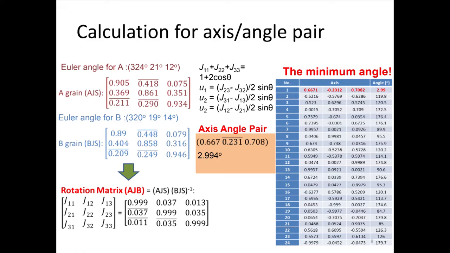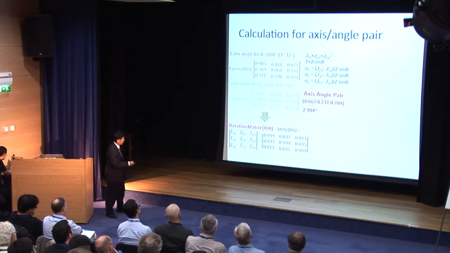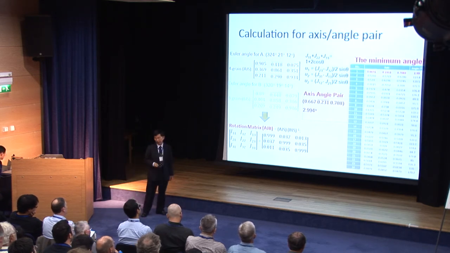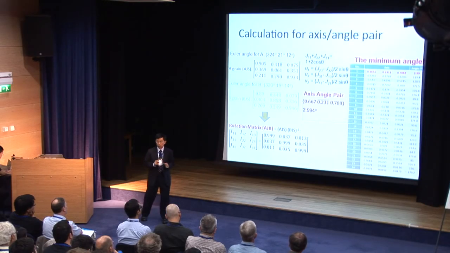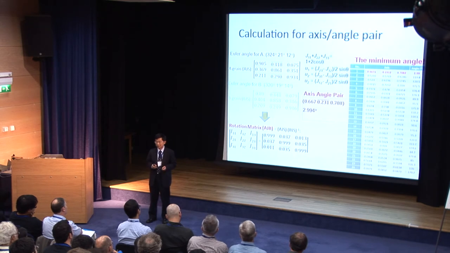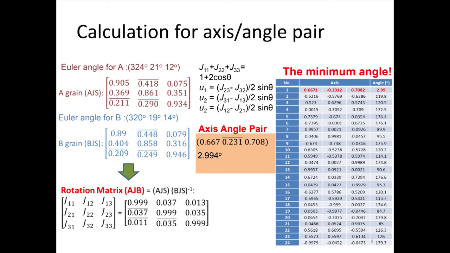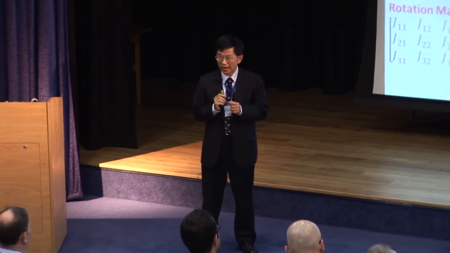So here, I would like to show you that the commercial software always shows us this angle. Why? Because we have 24 axis-angle pairs, and the commercial software always chooses the lowest angle. So when we use this software, we must consider what the software engineering has done for us, because we should understand the crystallography meaning. In fact, by using the minimum angle, it's quite easy to interpret, but we should understand the physical meaning.